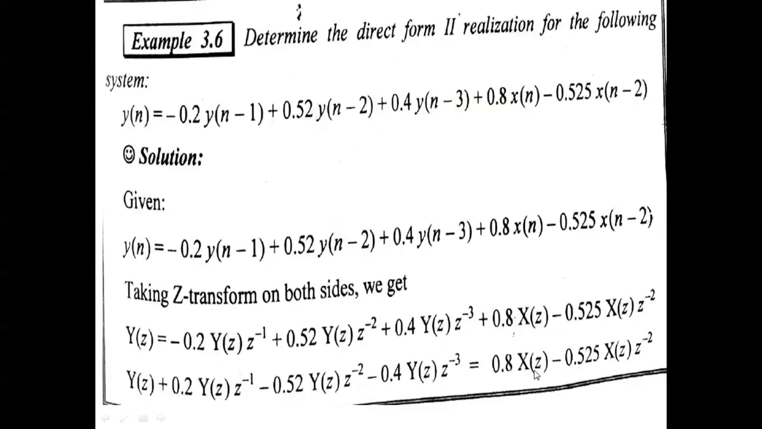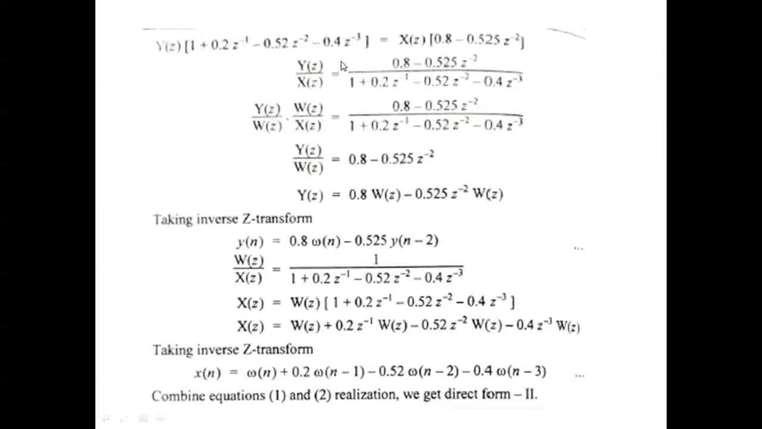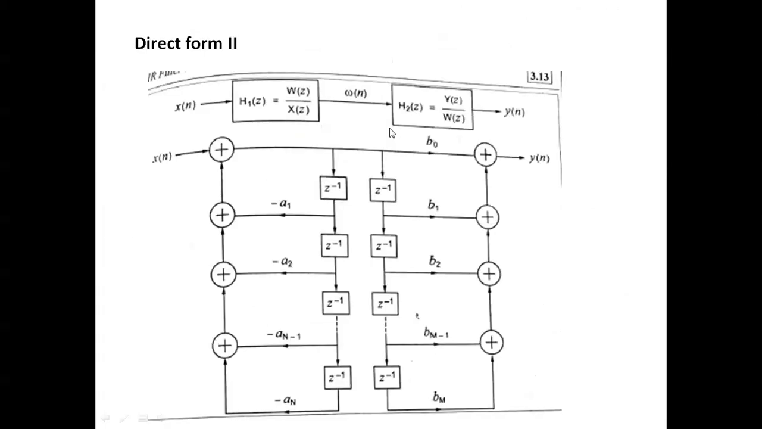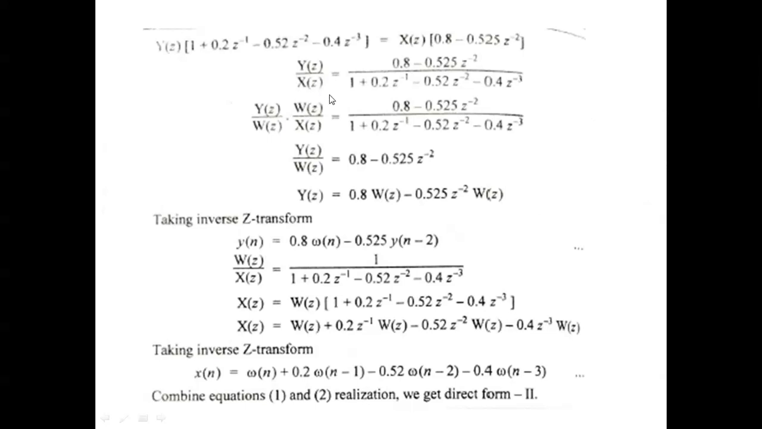The input side they put in the numerator, and the output side they put in the denominator, because we know the formula: H of z is Y of z divided by X of z. They can just add W of z. So you take W of z to X of z, and Y of z to W of z. Y of z over W of z is the numerator part, and the denominator part is W of z over X of z.